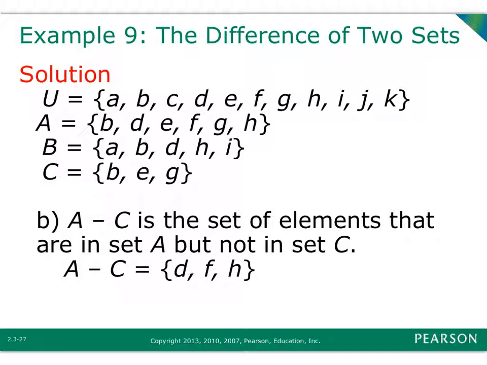Again, A minus C is the set of elements that are in A but not in C. So we go through and we say, B is there, E is there, and G is there. So we're left with D, F, and H in A.